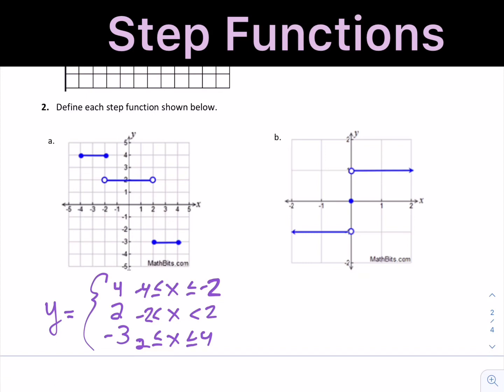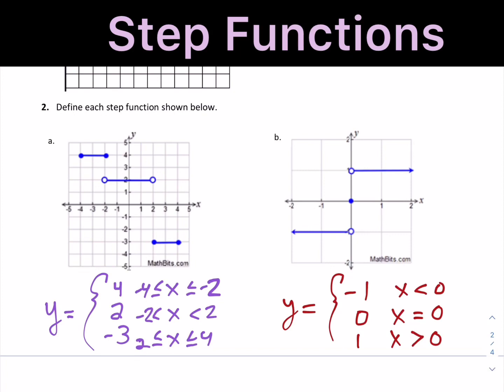The second one is going to be similar, but slightly different. So our piecewise has 3 pieces. Now it looks like it has 2 pieces, but don't forget about that single point there. So it evaluates at -1 when x is less than 0. It evaluates at 0 when x is equal to 0. And it evaluates at 1 when x is greater than 0. So this is a little bit of a different piecewise function.